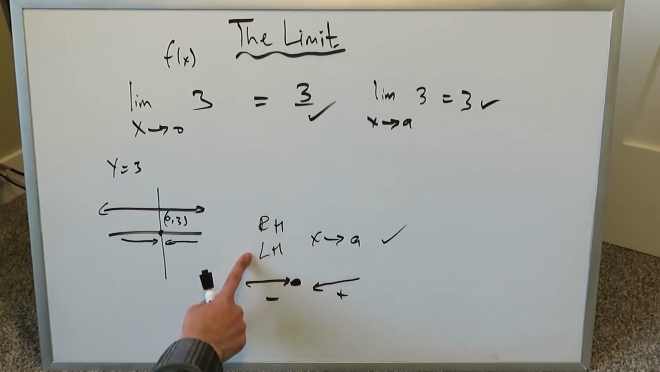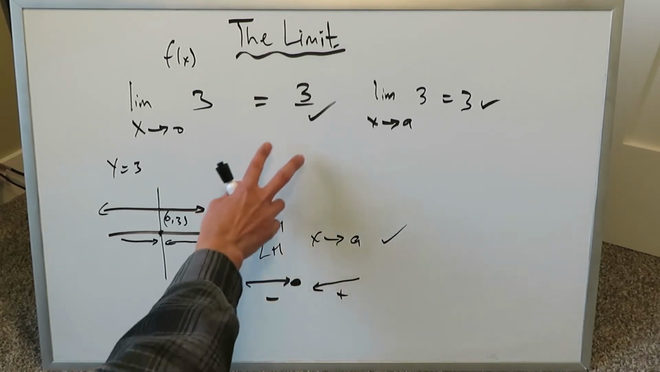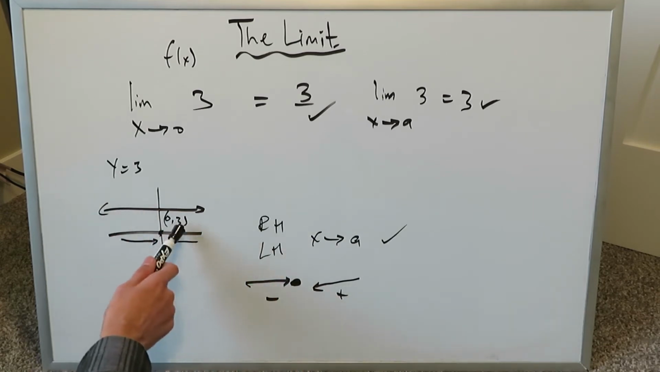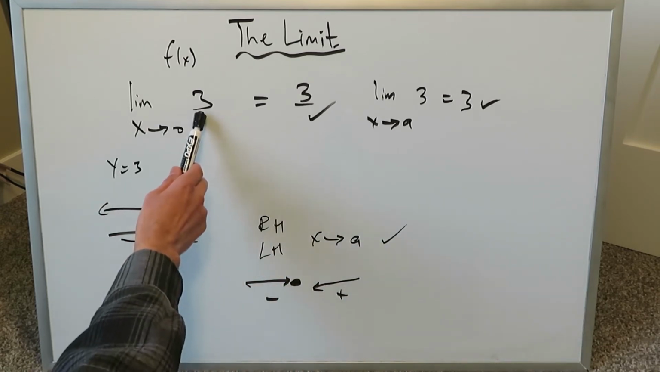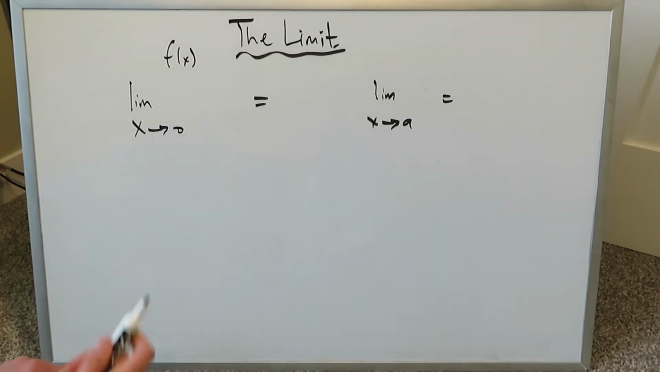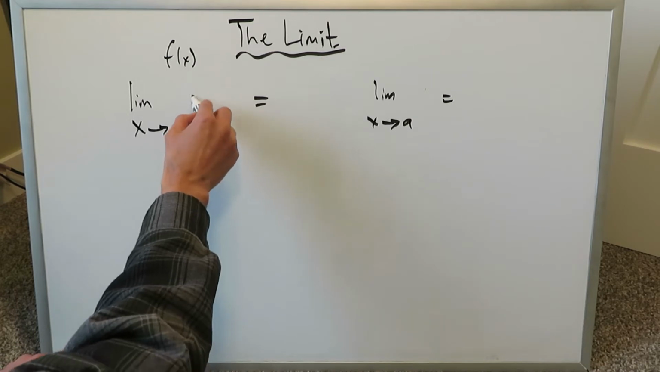Always approach your limits from the right hand and left hand. Always try to see if both of these values are the same. And for these types of seemingly easy questions, whatever it is that you're presented normally ends up being your answer. Let's dial this limit question up a single notch.